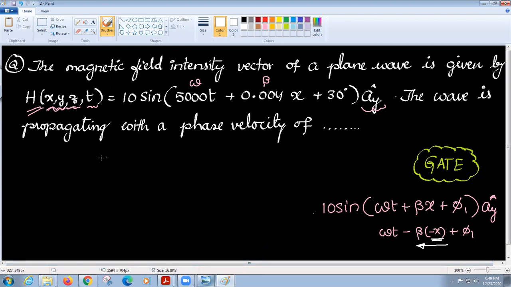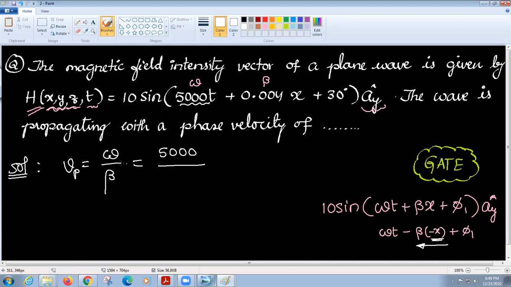Okay, so the wave is propagating with a phase velocity, and it's very simple. I know how to find this. Anyone? Let me give a one second pause. Meanwhile, you can get this answer for me if you want. Anyways, the phase velocity I can find out: omega over beta. I know this form already. Omega is given to you as 5000 radians per second.